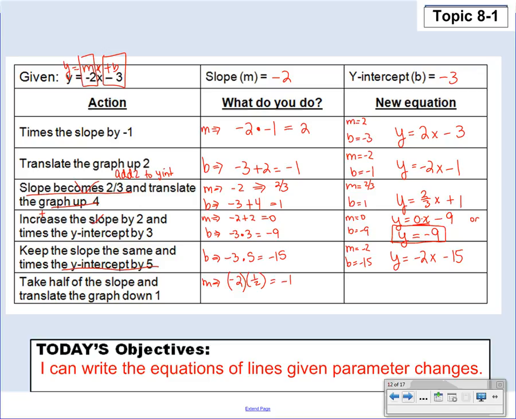And then translating down, down means to subtract. So our y-intercept, we start off our original is -3. We're going to translate it down 1, so subtract 1. -3 minus 1 is a -4. So our new slope is -1. Our new y-intercept is -4. And our new equation is y equals -1x minus 4.